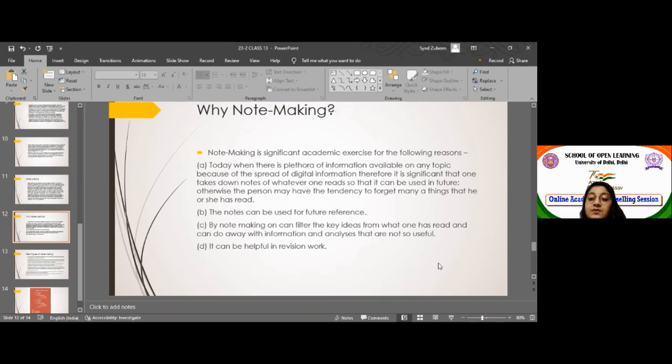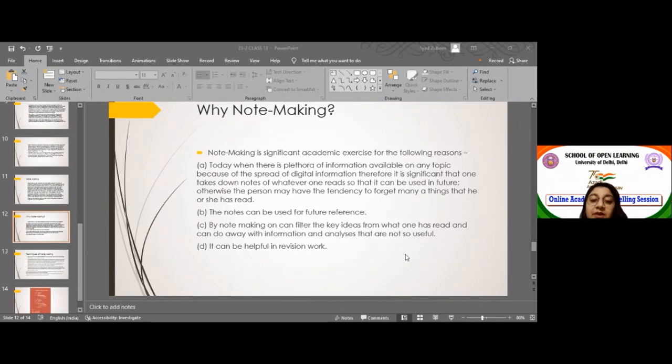Then notes can be used for future reference as well. For example, you're doing BCom right now, and then you go on to continue your master's in the same field or discipline. So you can go back to the notes that you may have made in your graduation, and that can also help you during your master's degree, right?